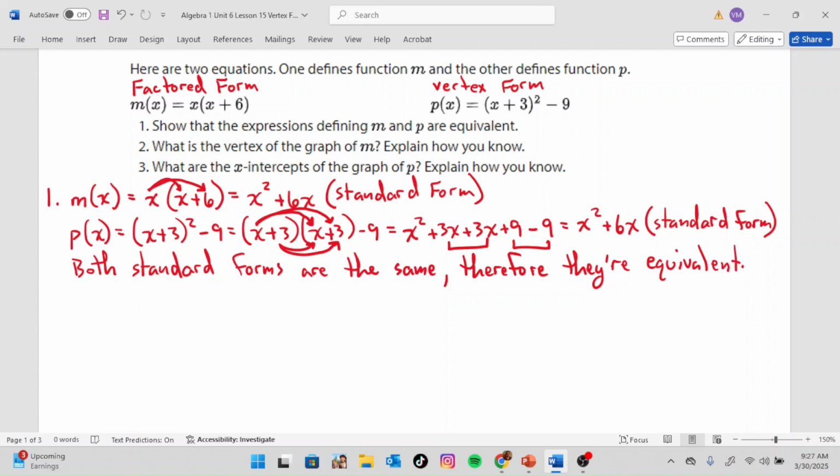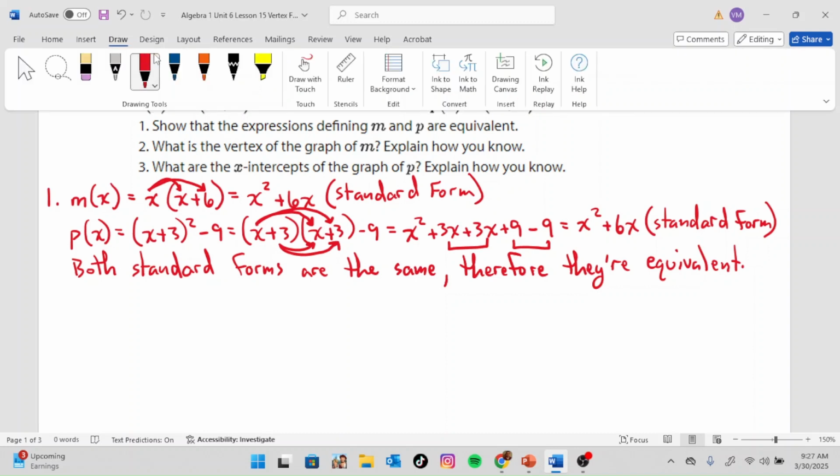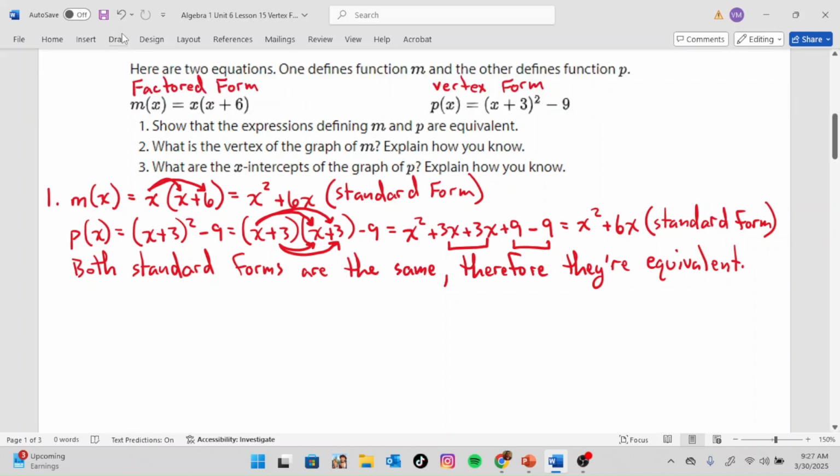Even though they are written in different forms, they will still have the exact same answers, and they will still be the exact same graphs if you were to draw them. Now, number 2 asks us, what is the vertex of the graph of M? Explain how you know.